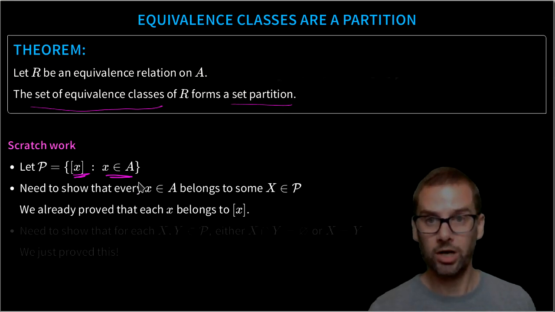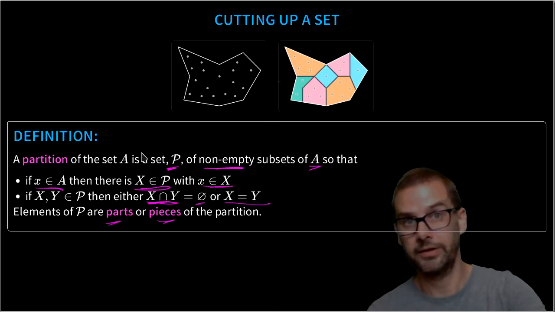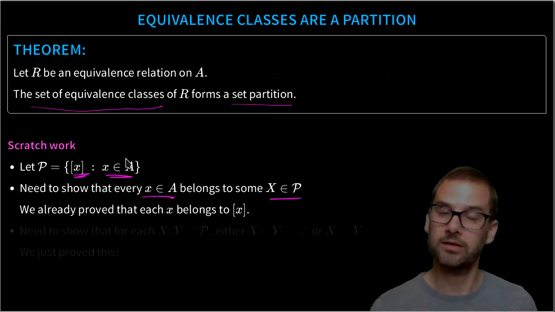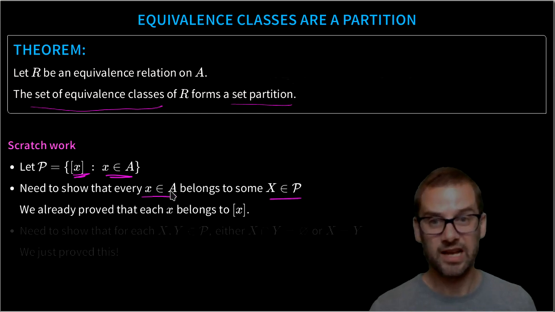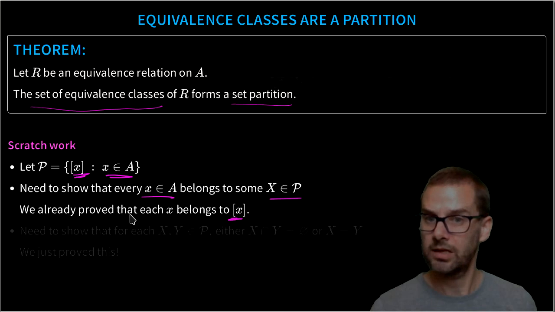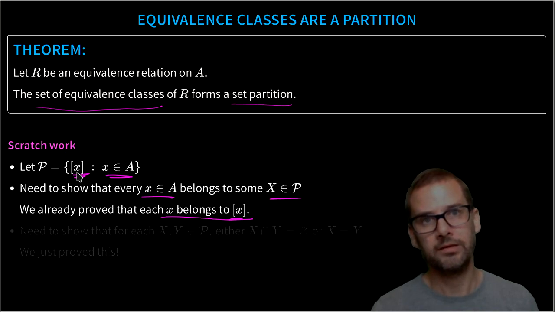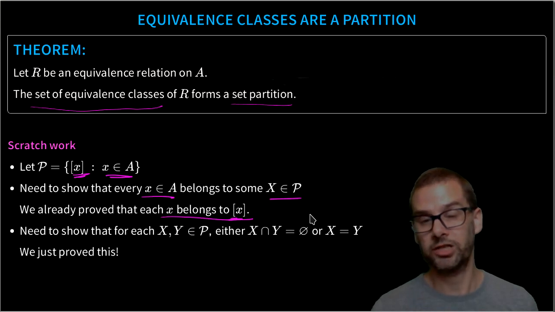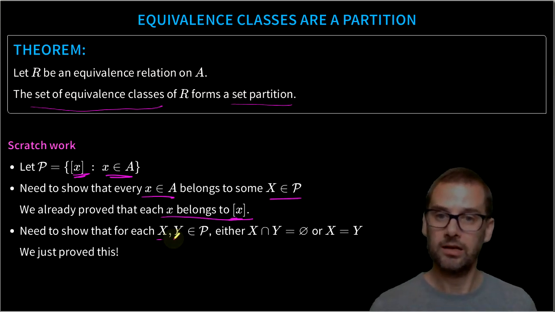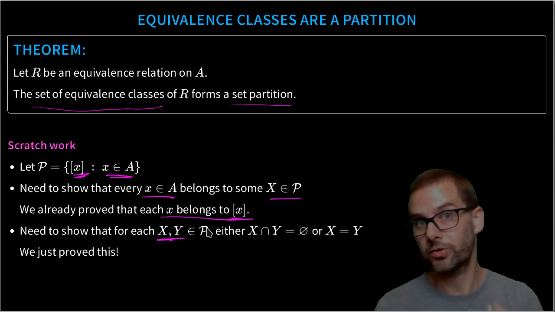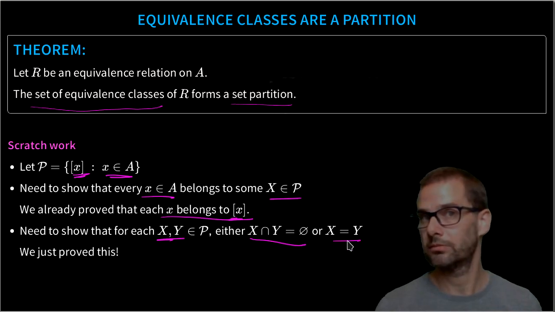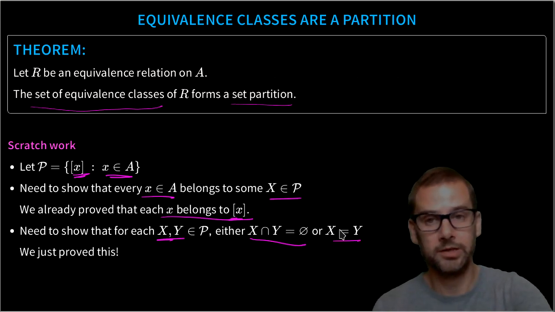So now, in order to be a partition, back on the previous slide, our definition, we need to show that every X in A belongs to some part of our partition. That is, each X in A belongs to some equivalence class. We already proved that last time. So we already know that every element of A belongs to one of these pieces. Then we also just showed in the previous little result that if we take two parts of our partition, that is, two equivalence classes, then they are either completely disjoint or they're identical. So we've proved the two results. We just need to put it together.